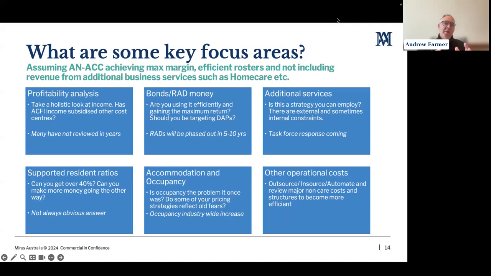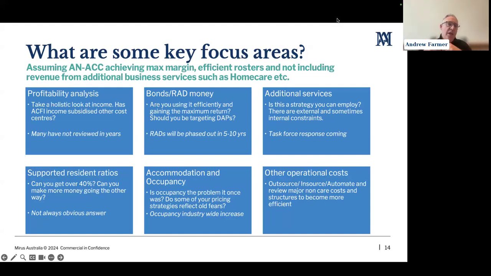So first of all, assuming that AN-ACC is achieving that maximum margin, we've talked about that your rosters are efficient. That's the biggest part of your revenue, and it's the biggest part of your cost. If you're not getting that right, you're too far behind to begin with. So get that right. So that's assumed here.